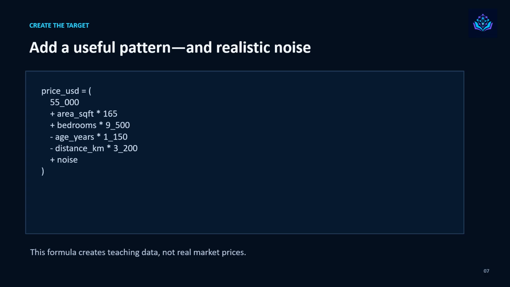More floor area and bedrooms increase it. Older houses and greater distance reduce it. We then add random noise, so the relationship is not perfectly clean. This gives linear regression a meaningful pattern to discover while keeping the example understandable. Finally, pandas writes all 240 rows to house prices.csv.